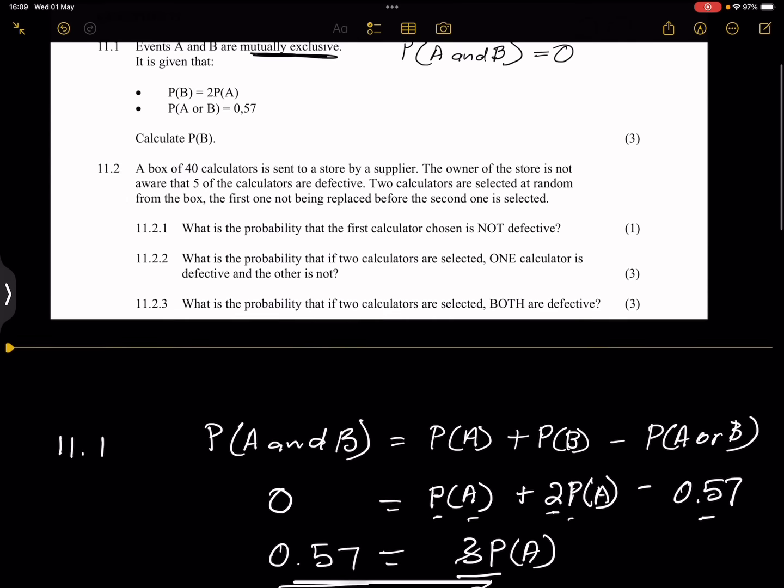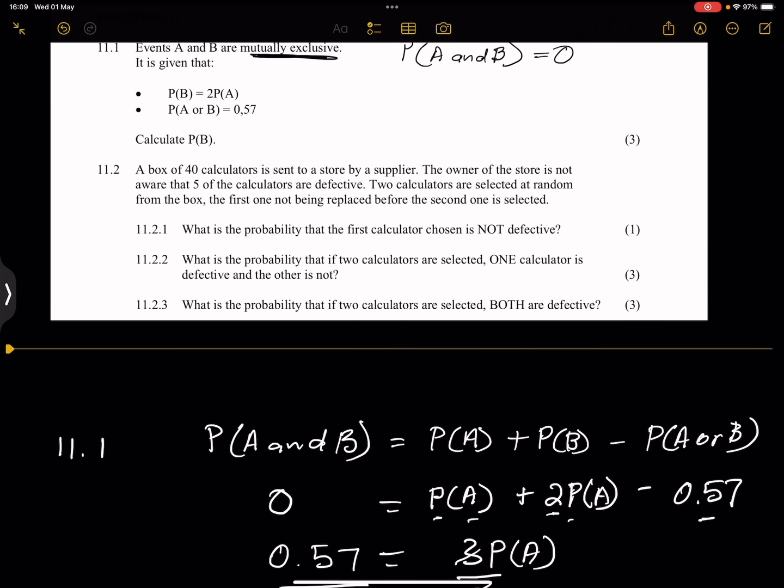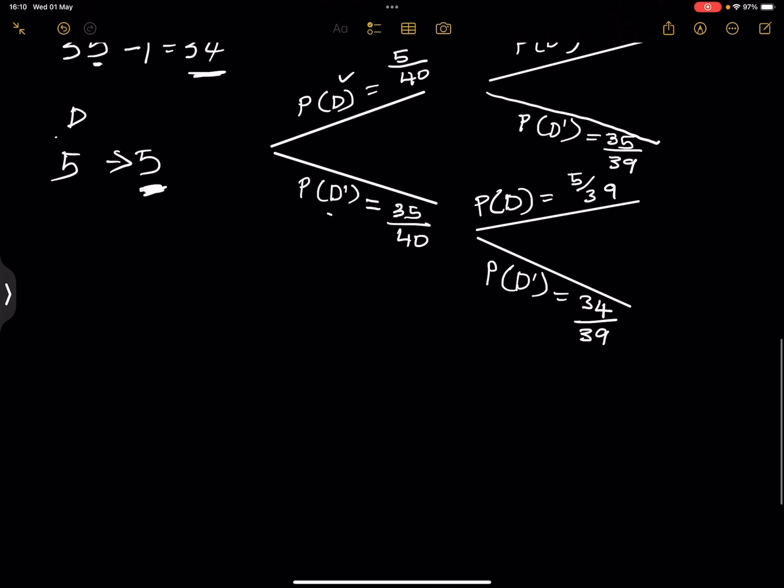Now they said to us, what is the probability that a calculator chosen is not defective, right? So that means that we're just looking at our first pick, right? So in that case, that would be in 11.2.1, right? How many calculators did we have, right? So the probability that a calculator chosen is defective, that would be 5 over the 40.